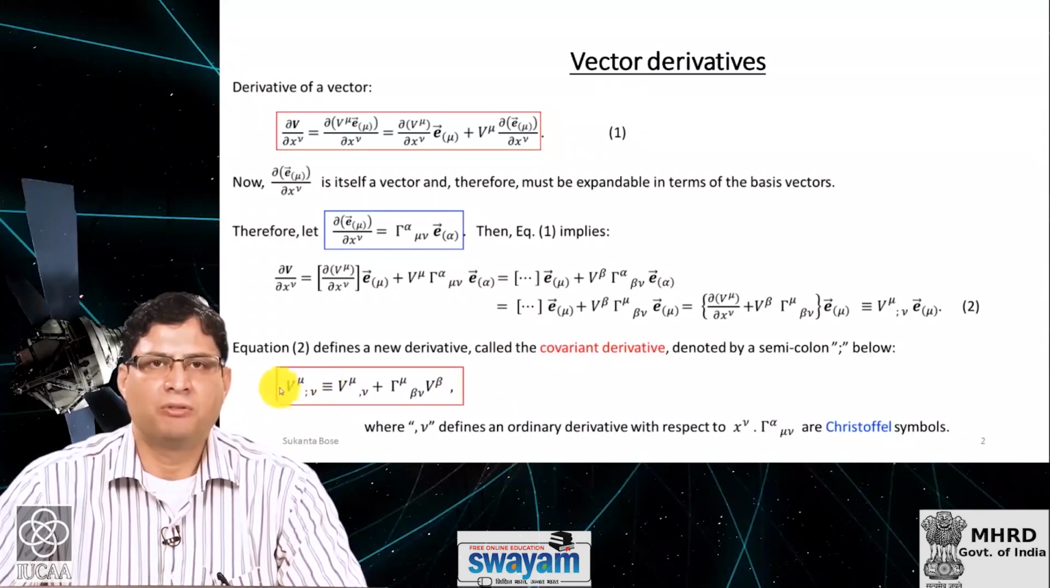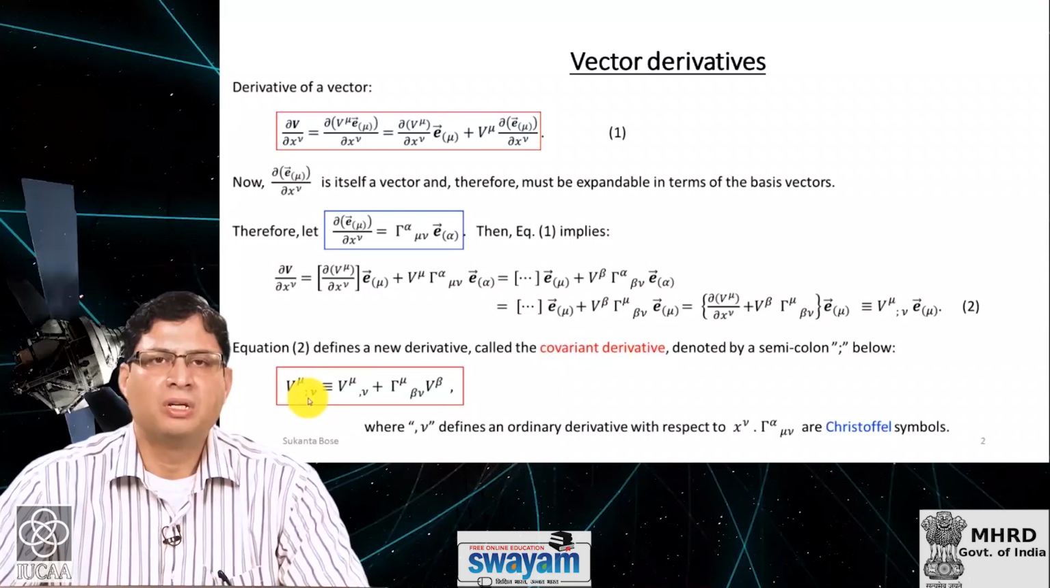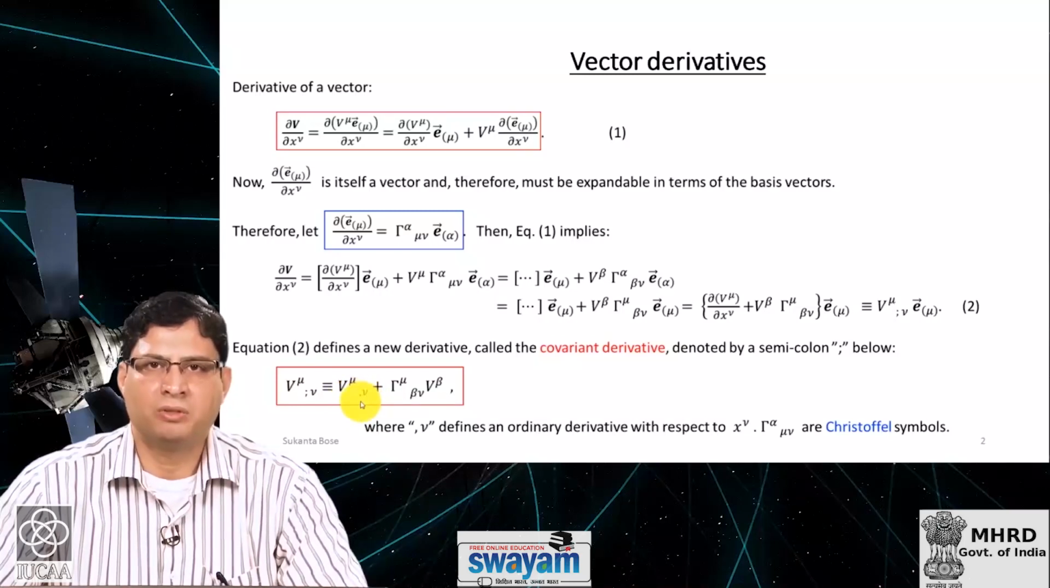Namely, the covariant derivative of v mu with respect to x nu is equal to the ordinary derivative of the same vector components v mu with respect to x nu, and the comma here denotes an ordinary derivative, plus this interesting term which is the contraction of the Christoffel symbols with respect to the vector components. Here again we have summed over the beta index across all four spacetime indices.